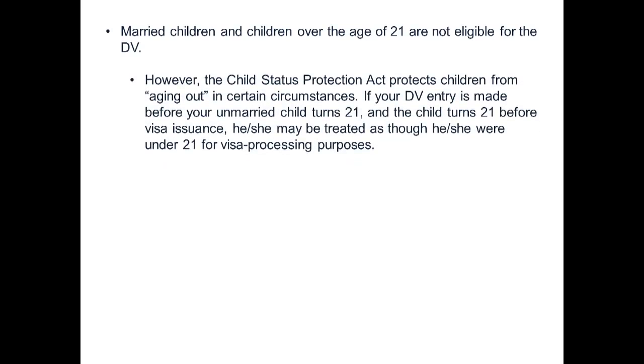However, the Child Status Protection Act protects children from aging out in certain circumstances. If your DV entry is made before your unmarried child turns 21, and the child turns 21 before visa issuance, he or she may be treated as though he or she were under 21 for visa processing purposes.